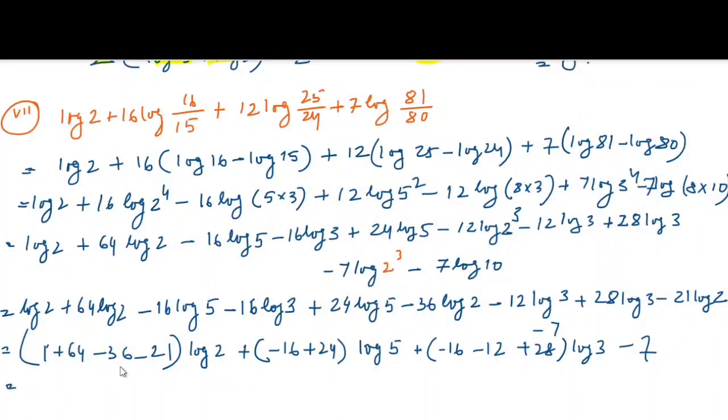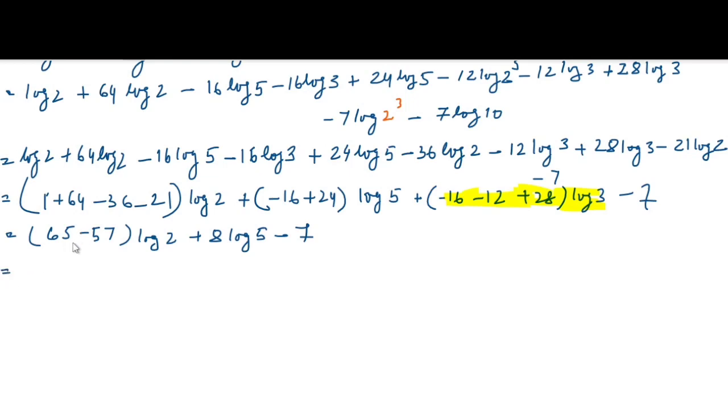So let us see now. So here if I calculate this one, 65 minus 36 minus 21, that is 65 minus 57 log 2, and this one will have 8 log 5, and what we have, this one will be 0, because this entire term will become 0 here, because 28 minus 28 plus 28, so entire term will be vanished, okay, and minus 7 will be there, okay.